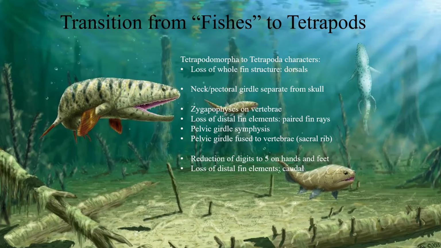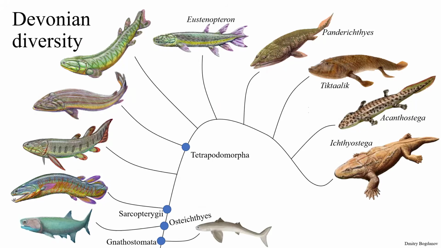I think that's cool. So I'm going to put these characters all up on the screen. You guys are going to see them. So if we put these out here, losing your dorsal fin happens pretty early. So Eusthenopteron has them. And once we get to Panderichthys, there's really no more evidence for dorsal fins. So that's where we infer that loss.